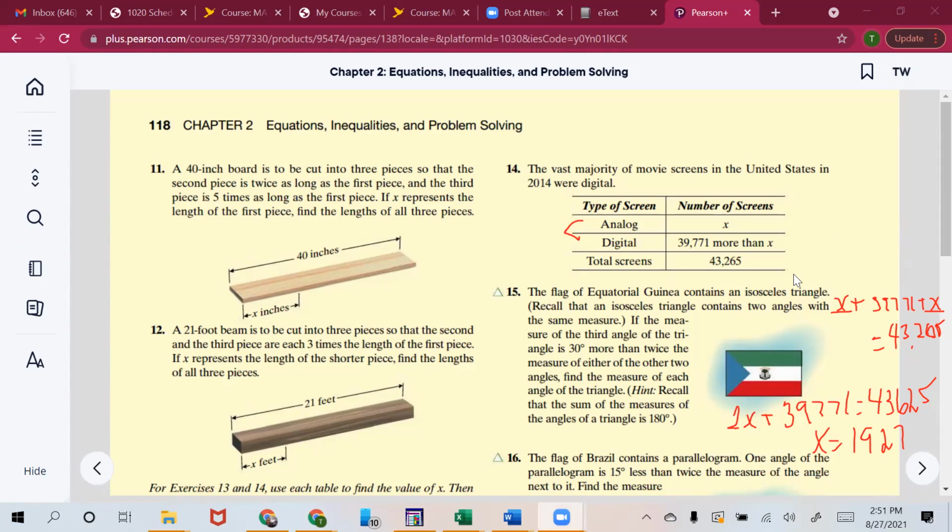Analog screens is 1,927. What happened here? I had a pen, it's not writing. There we go.